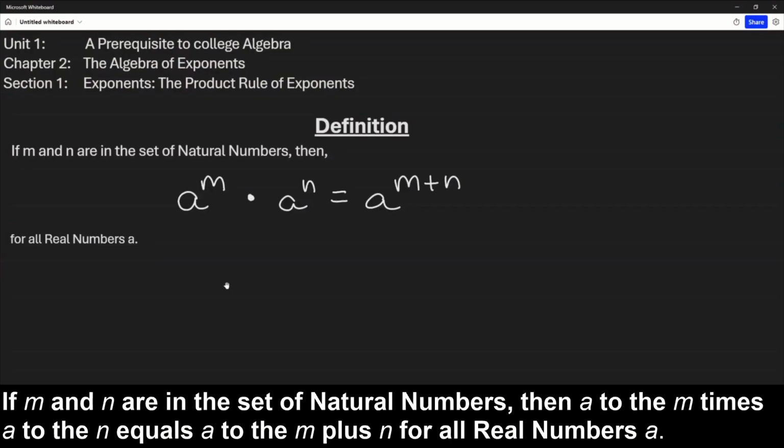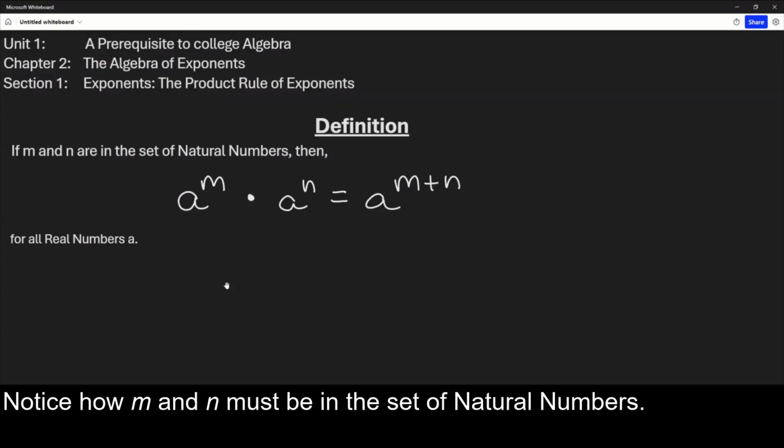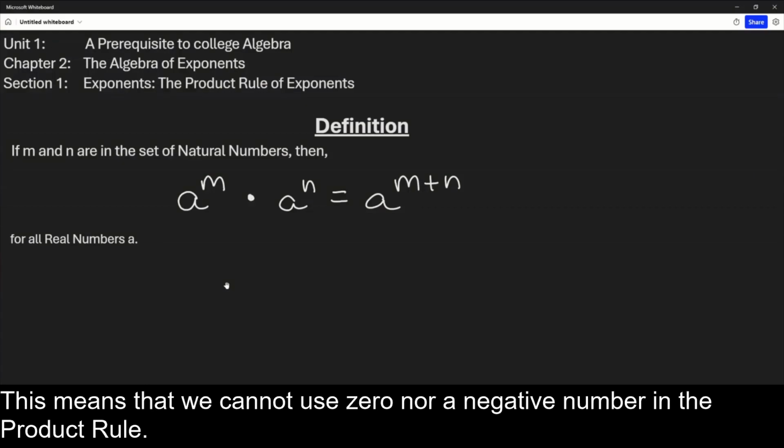If m and n are in the set of natural numbers, then a to the m times a to the n equals a to the m plus n for all real numbers a. Notice how m and n must be in the set of natural numbers. This means that we cannot use 0 nor a negative number in the product rule.